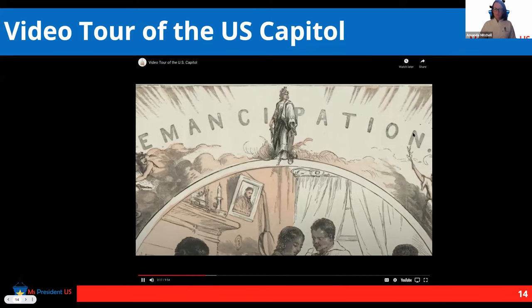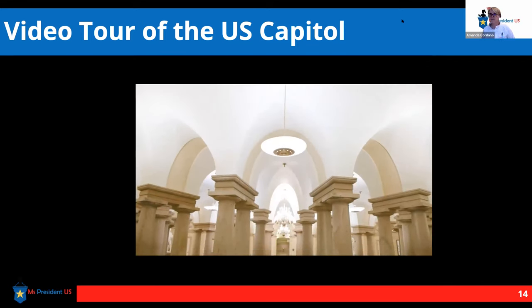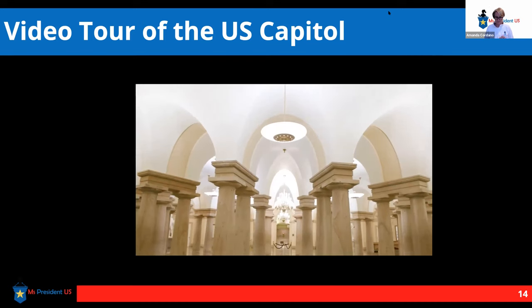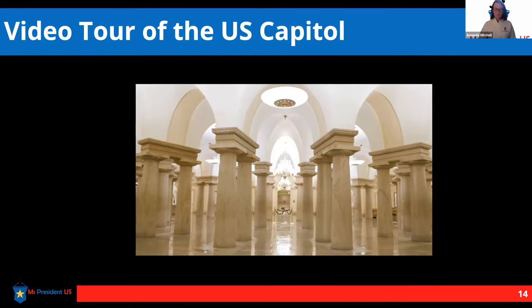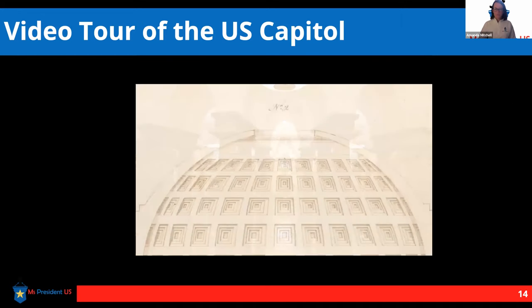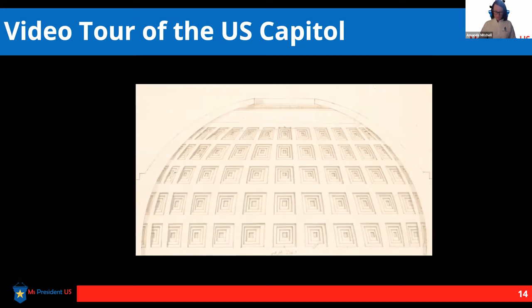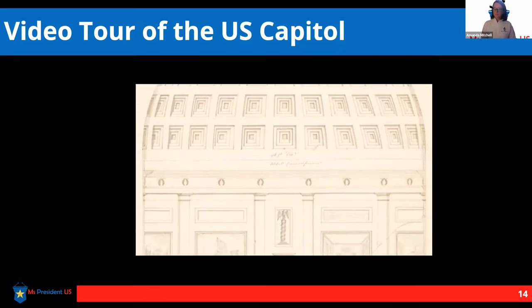The first place we're going inside the historic Capitol building is the crypt. The crypt is not the fanciest room in the Capitol, but it has an important job. The arches and the 40 large columns not only hold up the ceiling, but also the 8.9 million pound dome you saw from the outside.